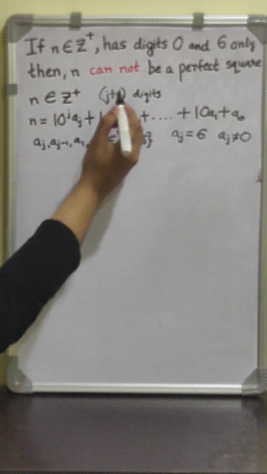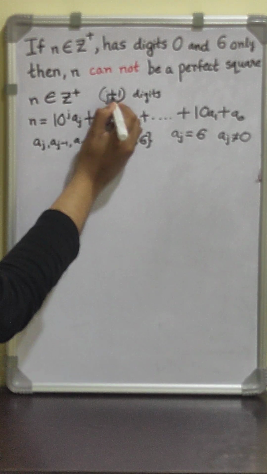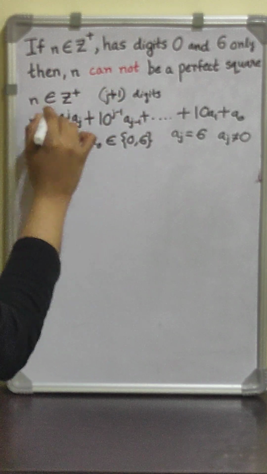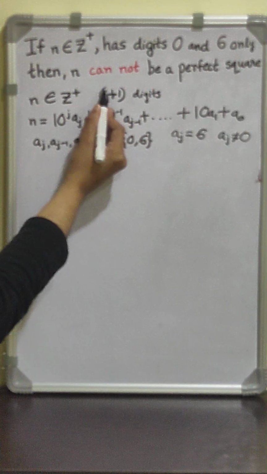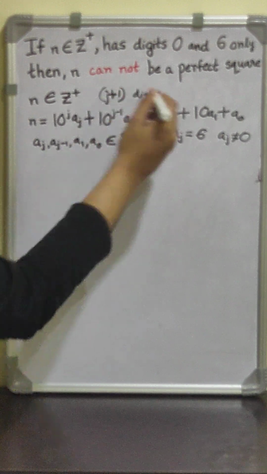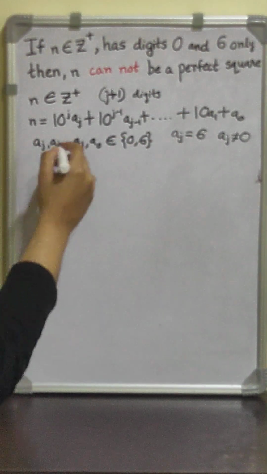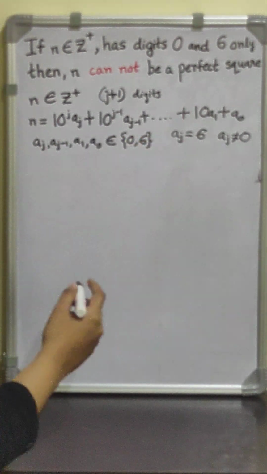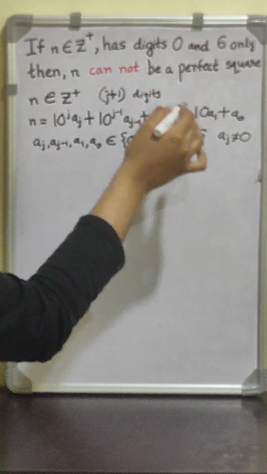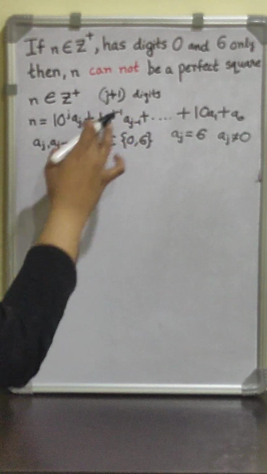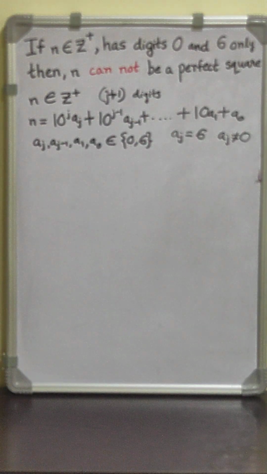Since I specified as the beginning point of my proof that n has j plus 1 digits, a_j has to be 6, it cannot be 0. All the other digits can be 0 or 6, but if a_j is 0, this becomes a j-digit number, so the first one cannot be 0.